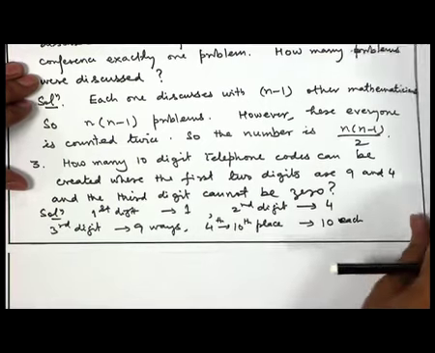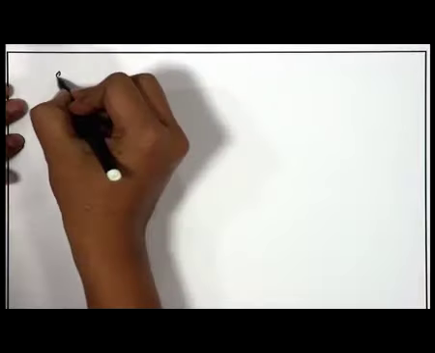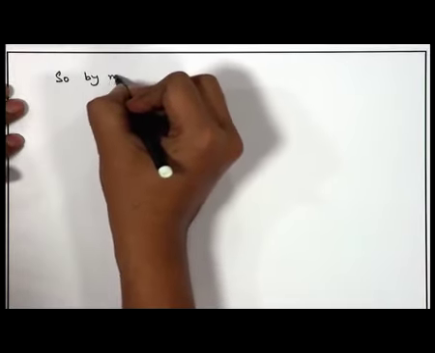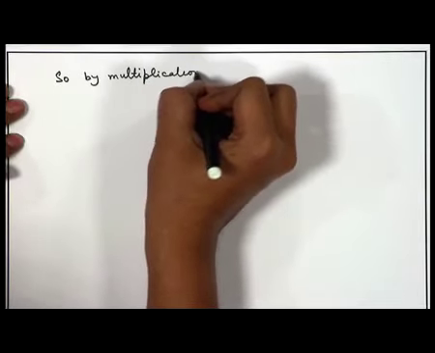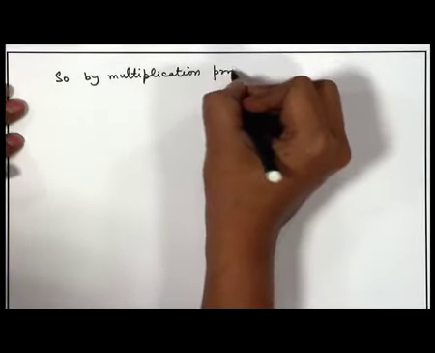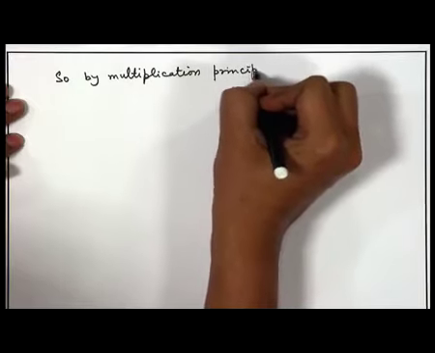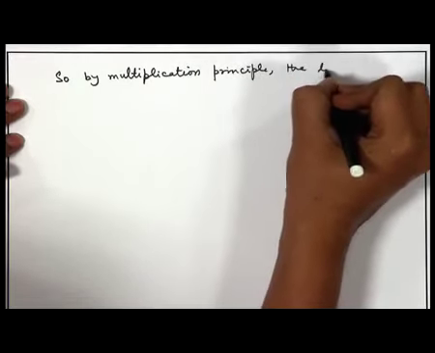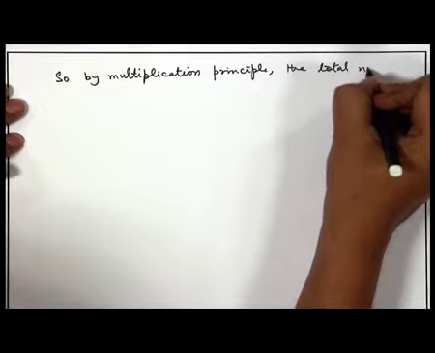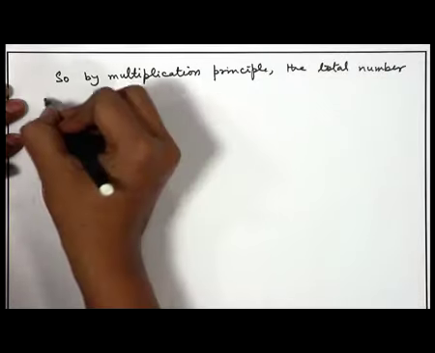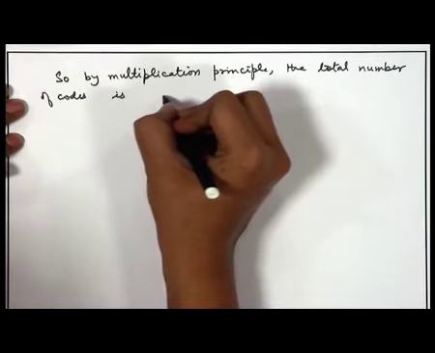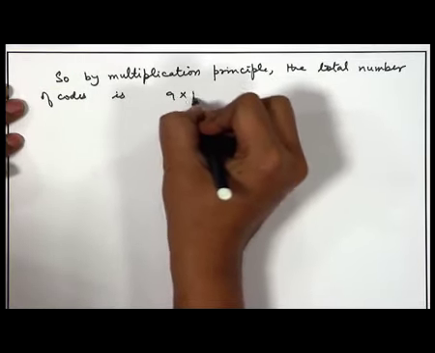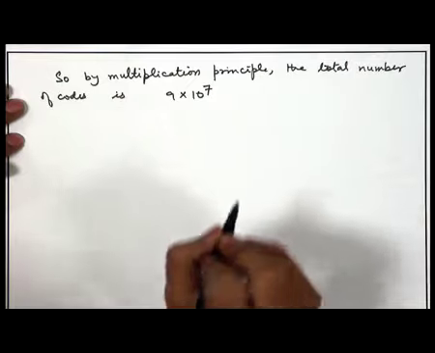So, by the multiplication principle, the total number of codes is 9 into 10 to the power 7.